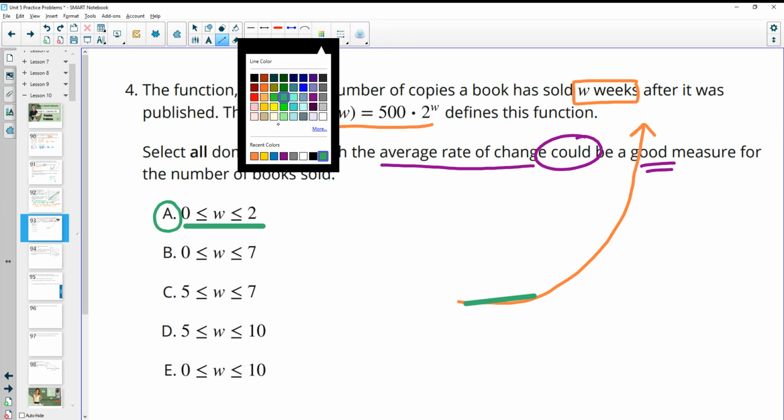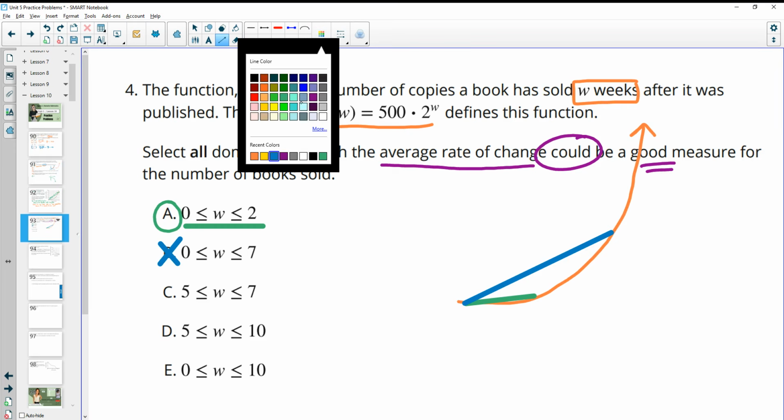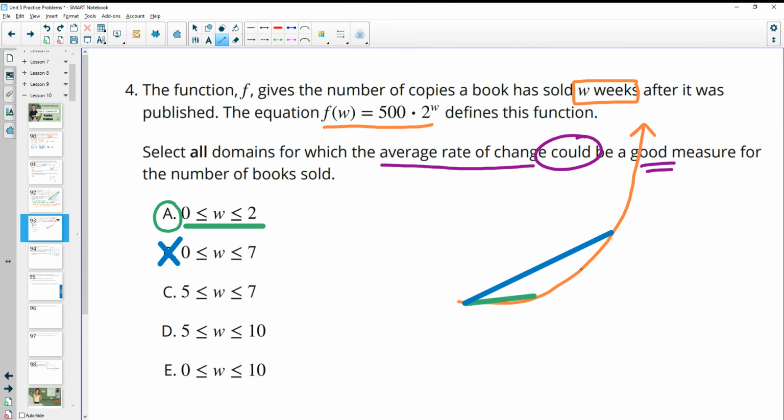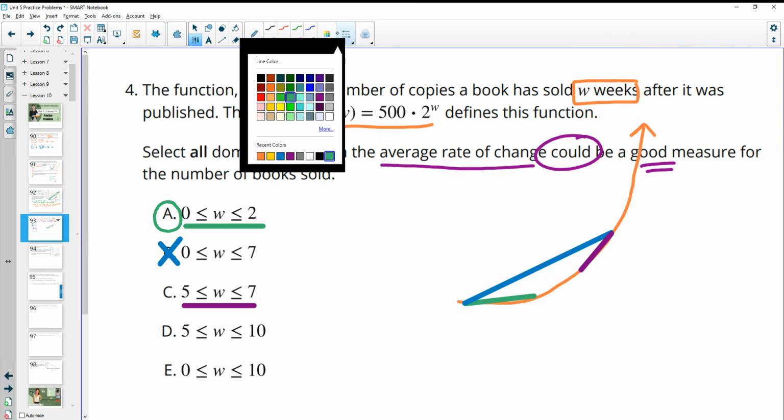If we're looking at from 0 to 7, let's say 7's about here, that's not as good, right? It skips a bunch of this data down here. And so I would argue that that's not a very good domain for that. If we did 5 to 7, so then 5's probably here to 7, now pretty good. So C would be pretty good because that slope between those 2 points is pretty close to what the exponential function would be doing at that time.